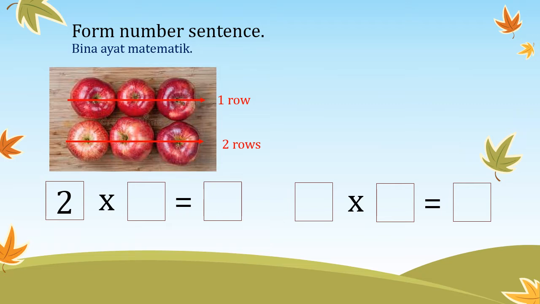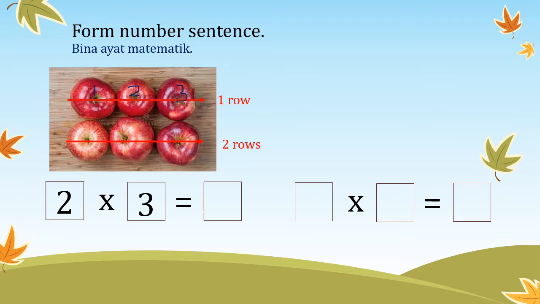Okay. The next number should be the number of objects in one row. Bilangan objek untuk satu baris. How many objects can you tell me? Okay, let's count together. 1, 2, 3. So we have 3 objects in one row. So 2 times, the next number should be 3. 2 times 3 equal to, okay, all together, berapakah jumlah semua objek?